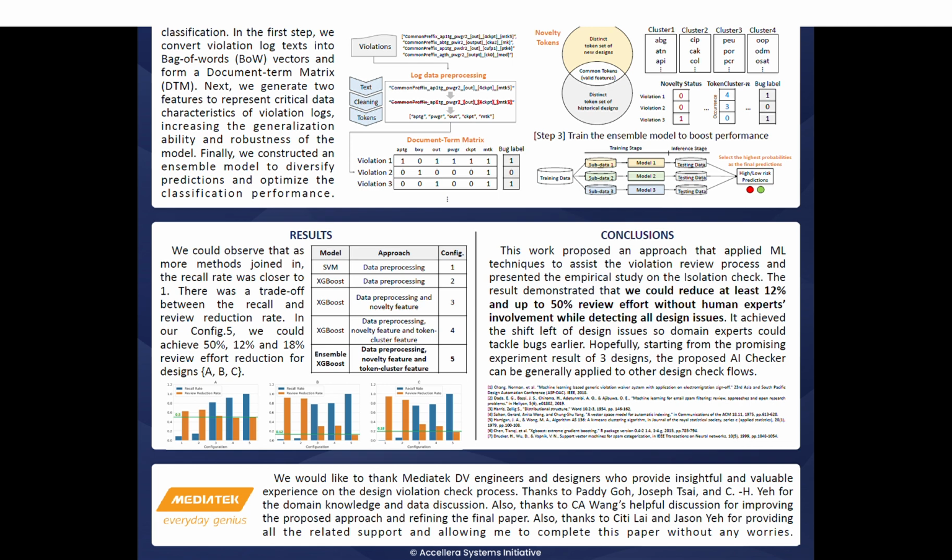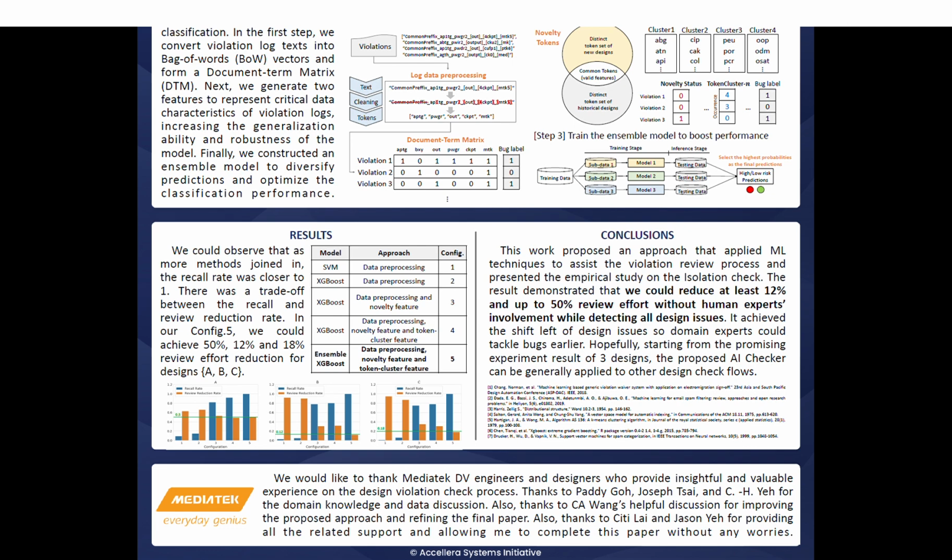We could observe that as more methods joined in, the recall rate was closer to 1, and the review reduction rate went down. There was a trade-off between the recall and review reduction rate. In the end, we could achieve respectively 50%, 12%, and 18% review effort reduction for designs A, B, and C.